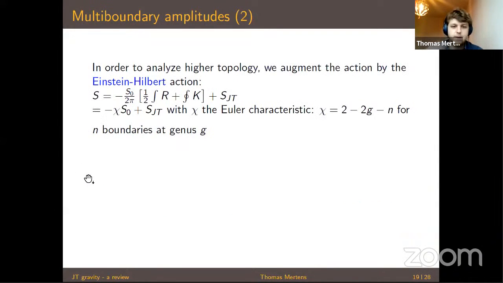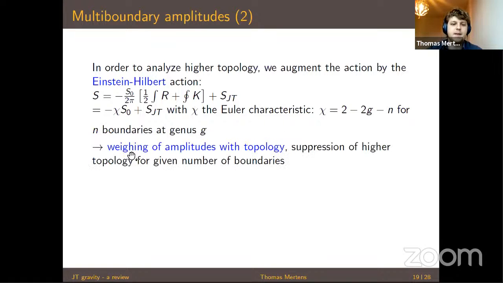Now, before I continue with this story, I have to refine the action that we start with. In order to analyze higher topology, I will augment our JT action by the Einstein-Hilbert action, which was topological. I have some prefactor that I call S0. The Einstein-Hilbert action just evaluates to the Euler characteristic, which is 2 minus 2 times genus minus the number of boundaries. This gives you a weighing of the amplitudes with topology, and in particular, a suppression of higher topology for a given number of boundaries. So that's what the Einstein-Hilbert action is doing. This is just the same as happens in worldsheet string theory.